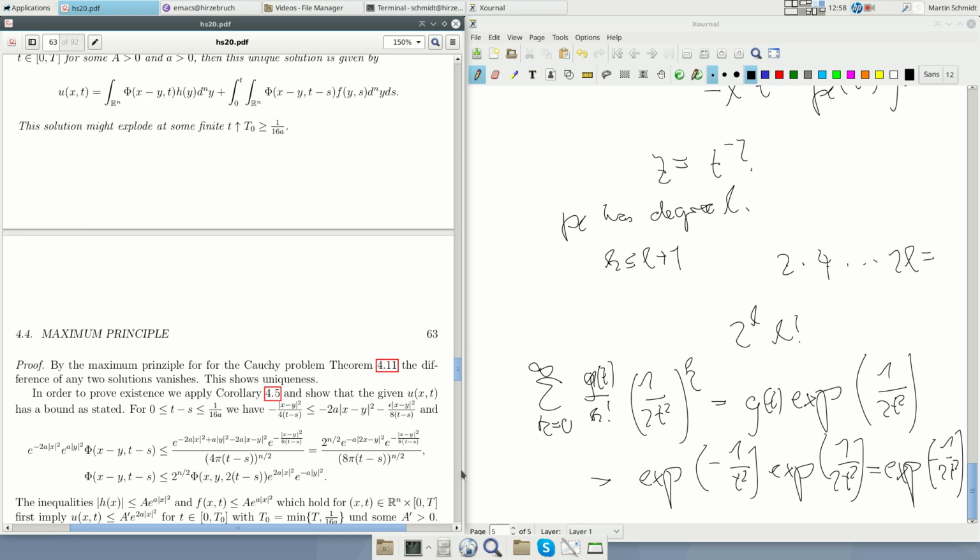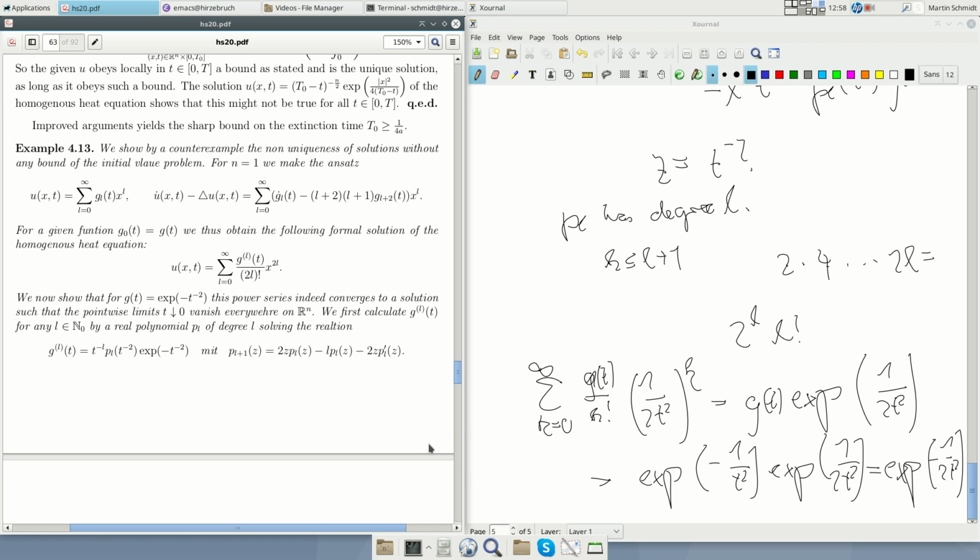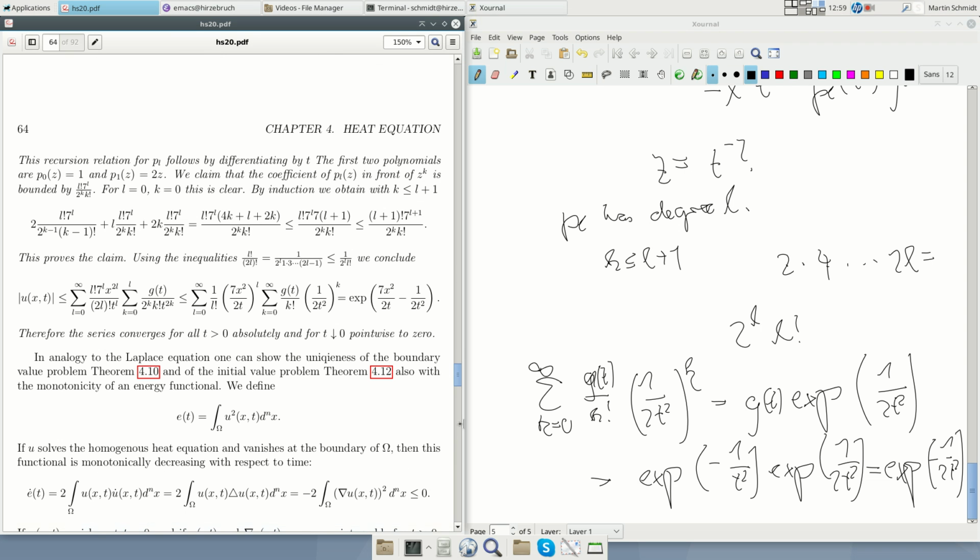Okay, and then we finally presented an example of a non-trivial solution of the homogeneous heat equation, which at t equals 0 converges pointwise to 0. So we see that the initial value problem, without a growth condition, is in general not unique. And then finally we gave a different argument which doesn't use the maximum principle but uses an energy functional. Thank you.